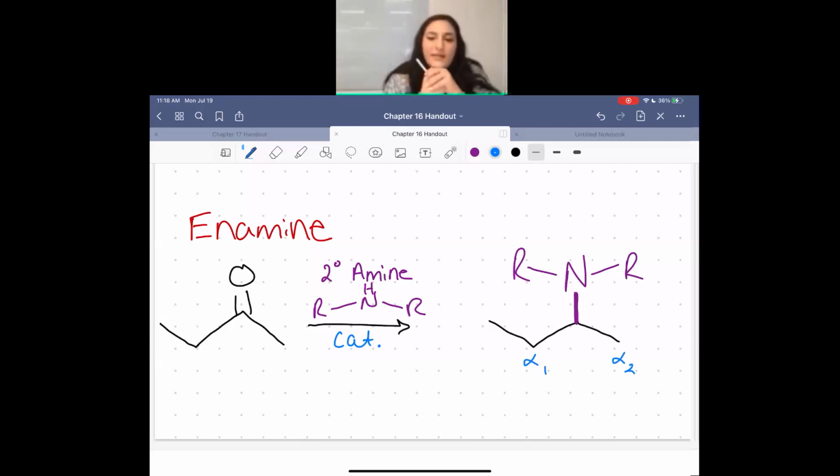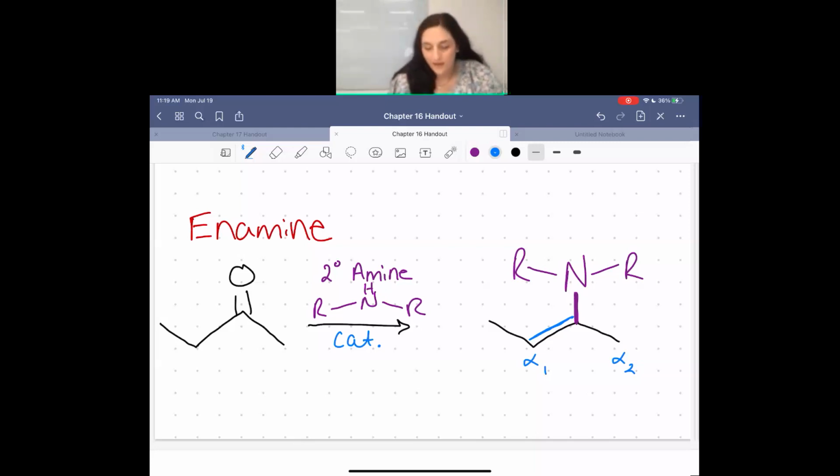Which alpha is going to make the double bond? Sorry, I felt a hiccup coming. Alpha 1, exactly. And that is because that position is more substituted, so we get a better double bond. Stellar.